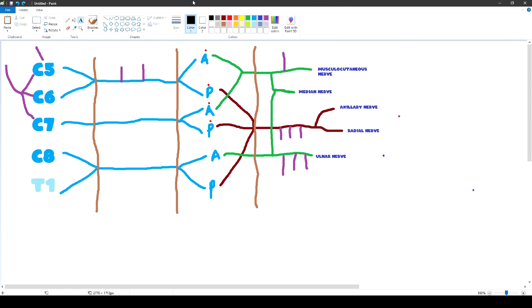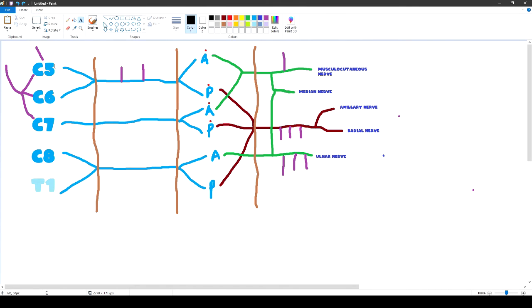Okay, so now finally all that's left is to write down the names of the smaller branches. Good news is that there are patterns, or observations you can make, that will help you memorize the names of the branches and what muscles they supply.